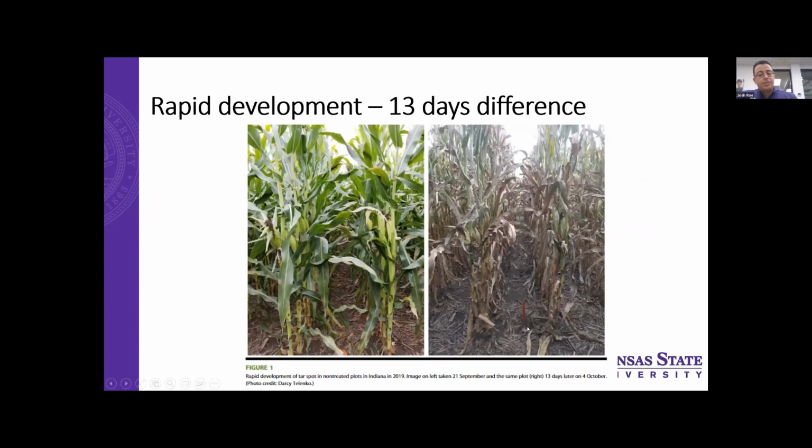In terms of damage, we're thinking about grain, but silage can also be a problem when we have tar spot. These pictures were taken from the same area, the same field, and as you can see, just 13 days apart. Here we have early infection and then 13 days later, under favorable conditions for disease development, you can see how it can damage silage quality. So just another example that it will not just affect grain yield, but also silage quality.